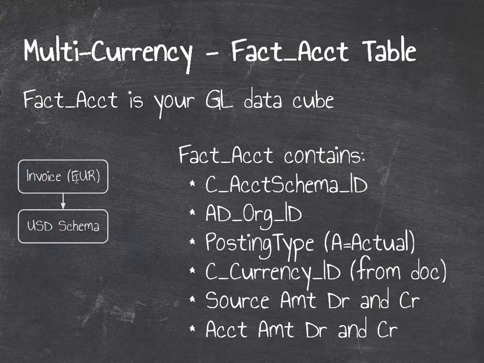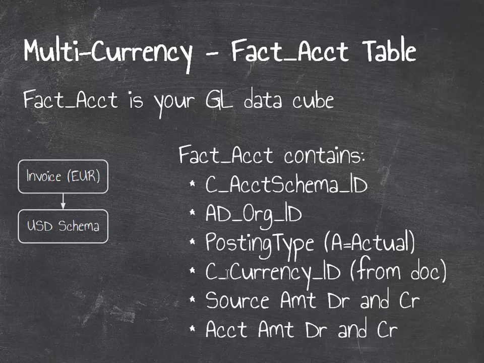Let's say you have an invoice and it's in euros and it's posting to a USD schema. Now, when I say posting to the USD schema, what that means is it's creating a record inside FactAct for a specific account schema. So the system will track the org and the schema for any given posting. Now, for transaction documents, the vast majority of them have a posting type of actual. But just know that the system has the ability to post budgets or multiple budgets, actual, statistical, commitment. So know that typically you're going to be searching on posting type of A for actual.